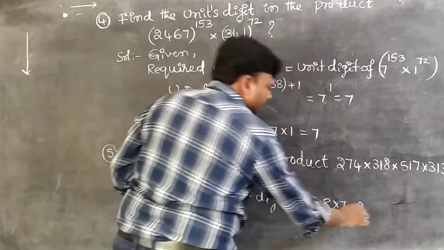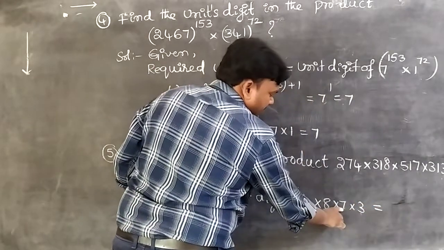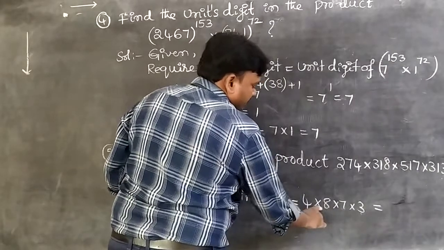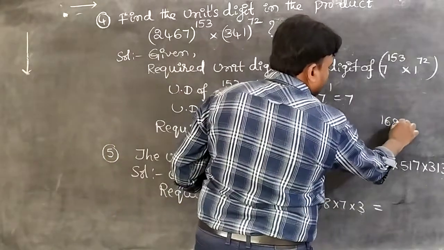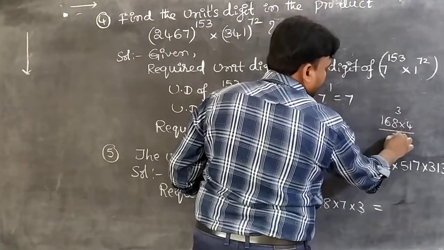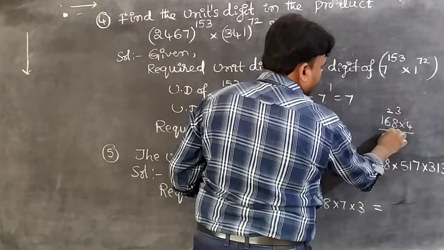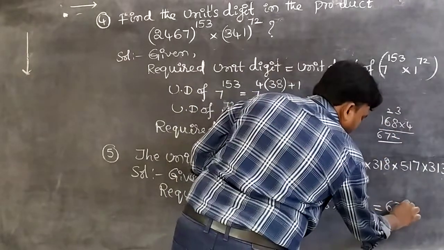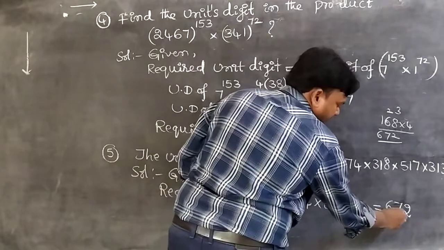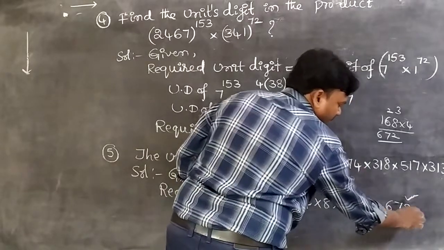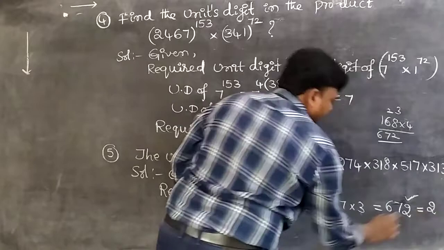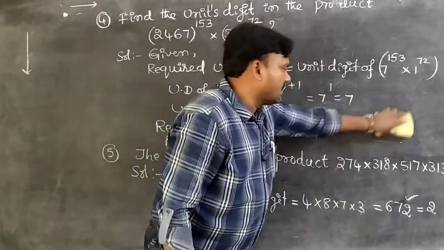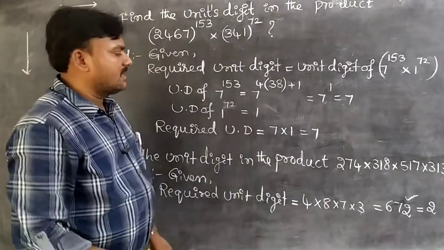Okay, students, observe here. 3 7s are 21. 21 into 8, so 168. 168 into 4: 4 8s are 32, 4 6s are 24, 4 1s are 4 plus 2, so 672. In 672, what about the unit digit? 2. So finally, the unit digit of the product is 2, the final solution, students. That is the way of approach. Then we discuss the remaining problem, students.